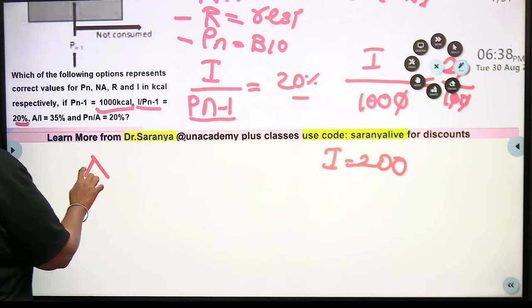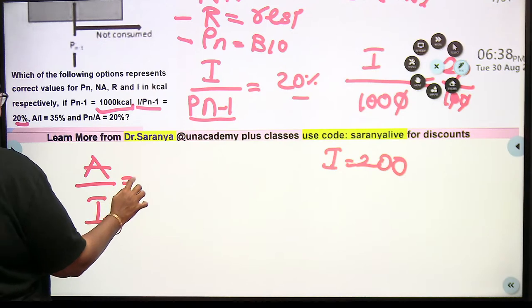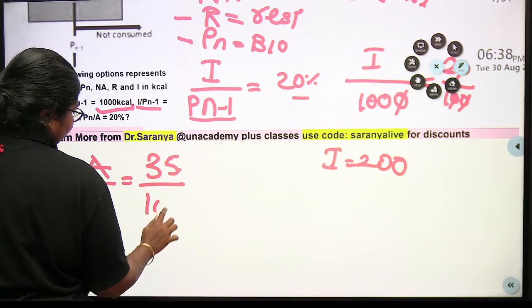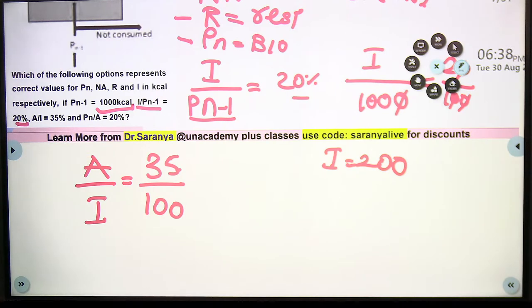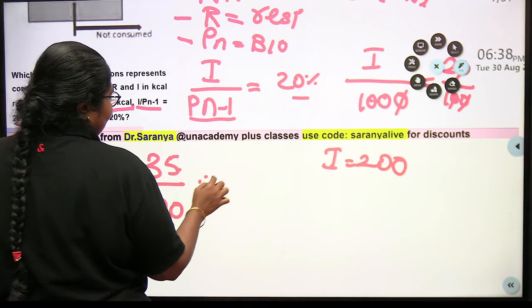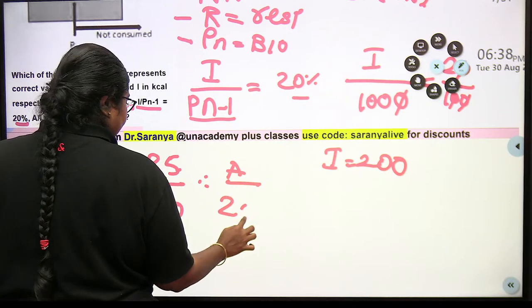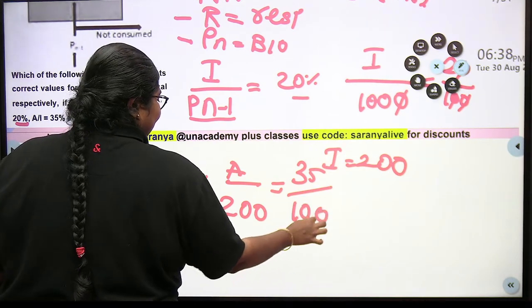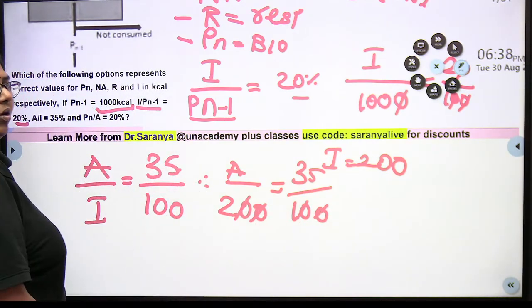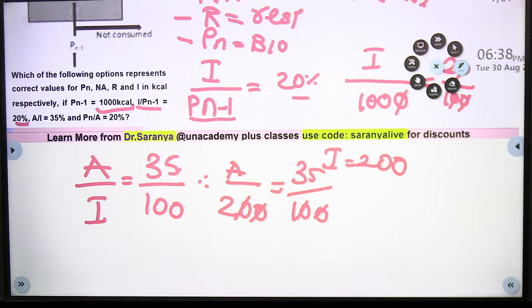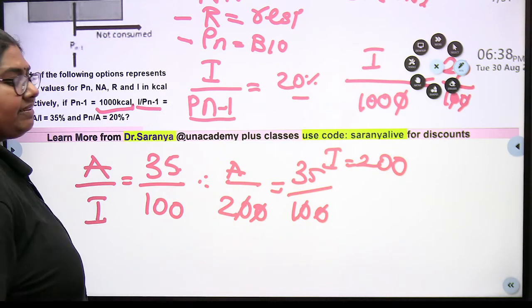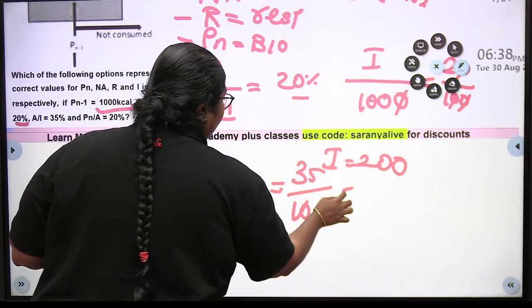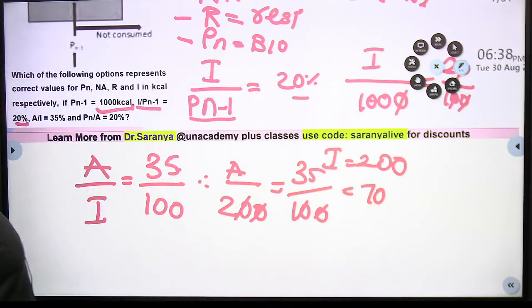So they have given that A by I is equal to 35%. You don't know A, but now you know I. So your A by 200 is equal to 35 by 100. So what is A now? Come on everybody. Simple problem. What is A now? A is equal to 70. Everybody got it? So A is equal to 70. Easy or not?